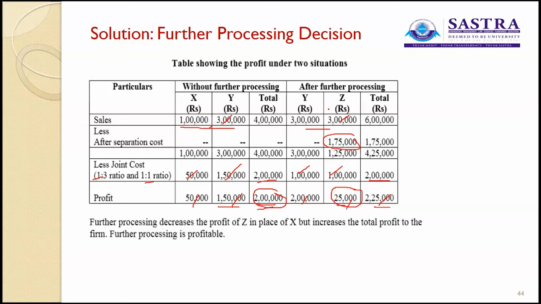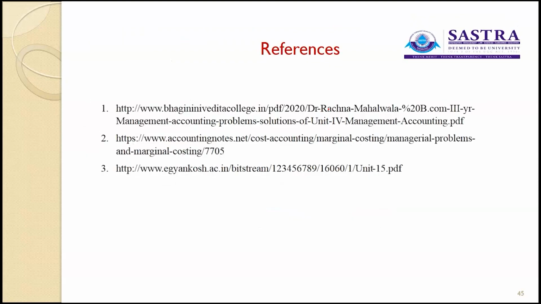And when you go in for a shutdown of your plant, what will be the exact losses you are going to suffer, etc. All these decisions will be taken by management with the help of the marginal costing technique. Hope you have understood the various situations in which marginal costing is highly useful to management for taking decisions. These are all the references.